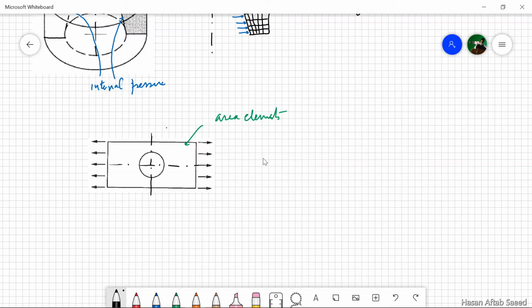Talking about this line. And now consider this horizontal line. Again, you can say the same thing. Upper half is a mirror image of the lower half, both in terms of geometry as well as loading. So we don't need to mesh the whole body now. Only 1/4 will suffice. Let's do this like this.